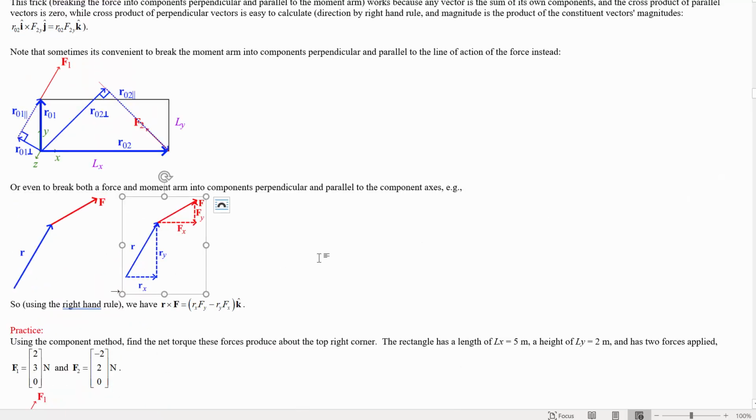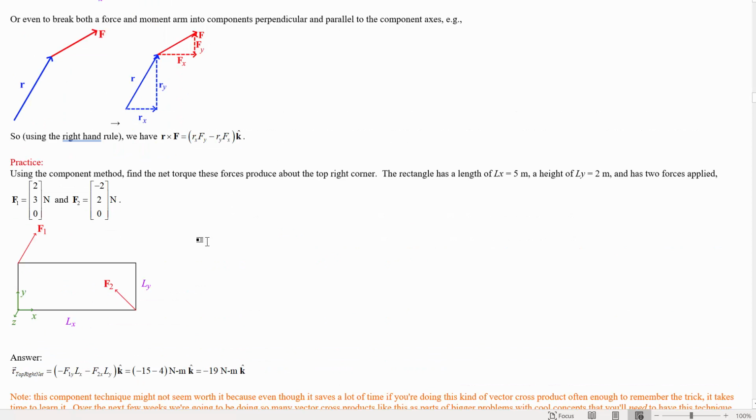Sometimes you might want to break up both of these into components too. So if you've got an arbitrary application point of the force, an arbitrary moment arm, I should say, the distance between the vector from where you're finding the torque to where the force is applied, and an arbitrary force. In 2 dimensions, it's pretty convenient, rather than taking the full cross product and writing it all out, you know it's going to be in the z direction. So you can just break this into components at the start and say, what matters is Rx times Fy out of the page and Ry times Fx into the page. Okay.